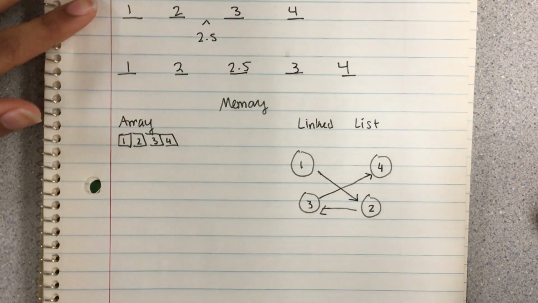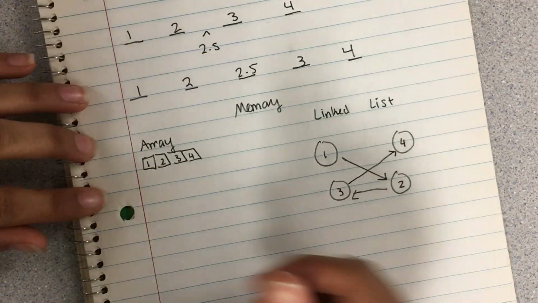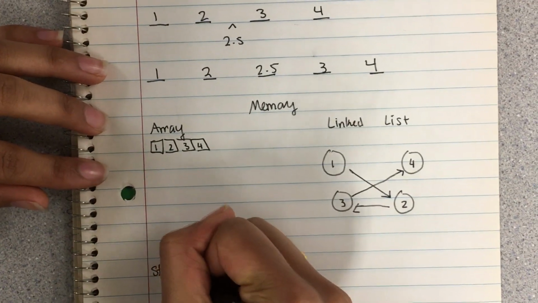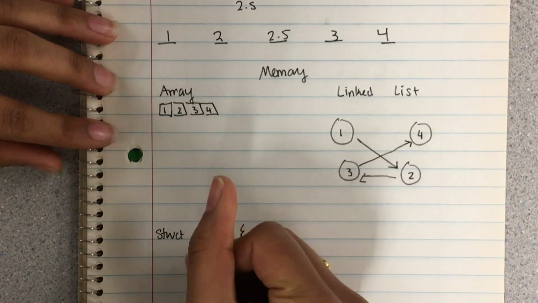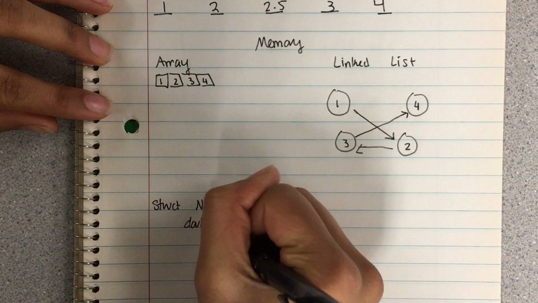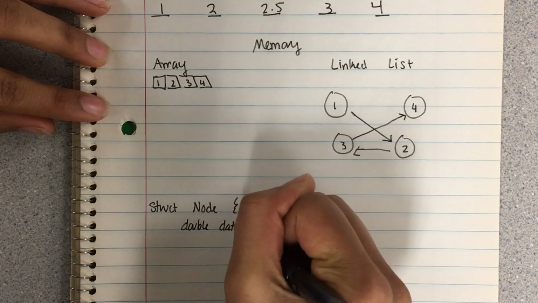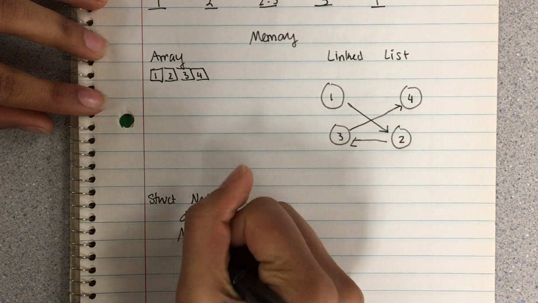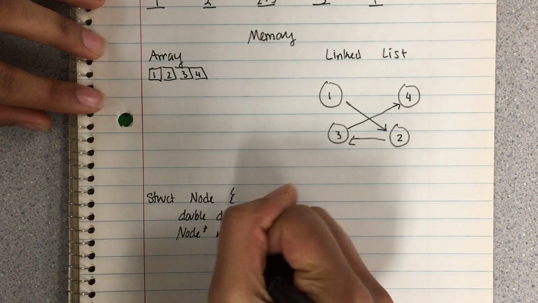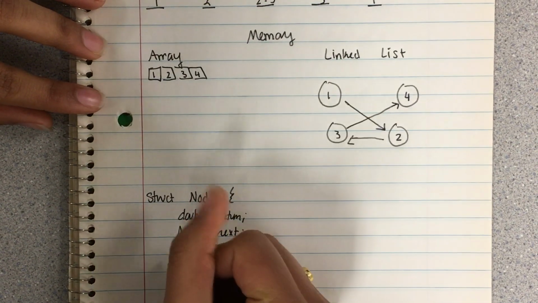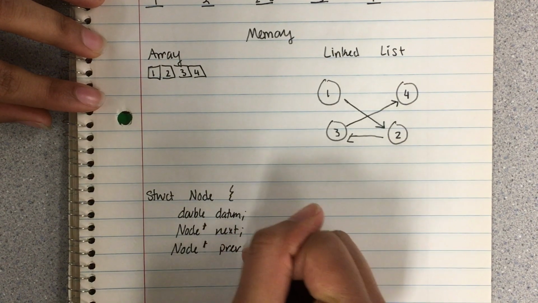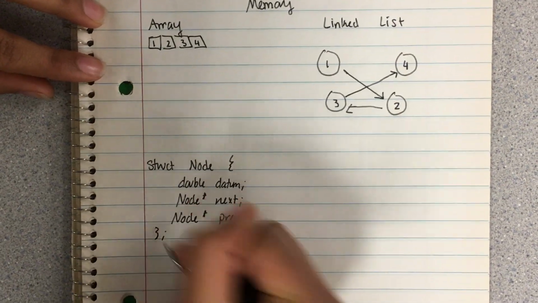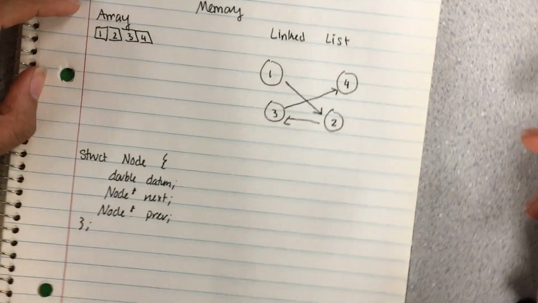Elements in a linked list are usually represented by nodes. The node struct usually has a datum value, which in our case would be a double, a pointer to the next element, and in the case of a doubly linked list, a pointer to its previous element. Now let's consider the problem we were trying to solve earlier, but using a linked list instead.